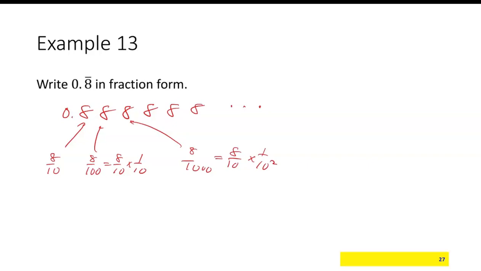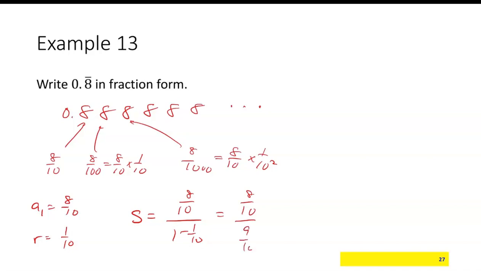You see that we can think about this as a geometric sequence where a sub 1 is 8/10 and my r is 1/10. And so my sum of this would be 8/10 divided by 1 minus 1/10. So that'll be 8/10 divided by 9/10, or 8/10 times 10/9, and that comes out to be 8/9. So that tells me that 0.8 repeating is the same thing as 8 over 9.